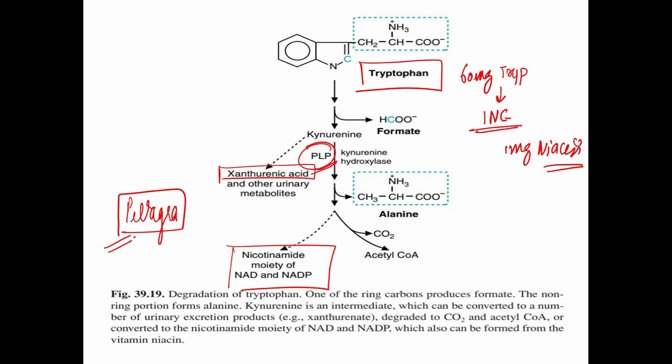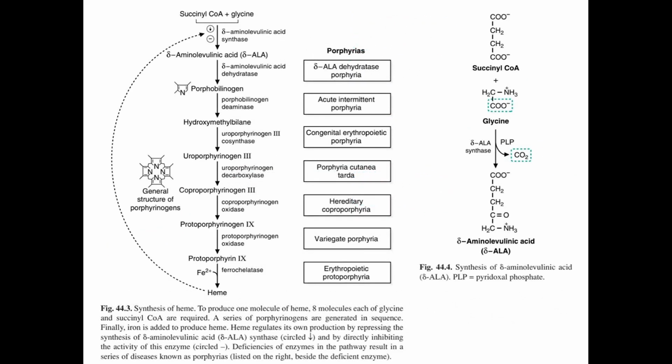Also note that xanthurenic acid is a byproduct in niacin synthesis, and a urinary xanthurenic acid assay aids in diagnosing pyridoxine deficiency. Next, we have heme synthesis. The very first step in the formation of heme is delta ALA synthesis, and this reaction requires pyridoxine in the form of PLP. If at all there is a deficiency, it will manifest as microcytic hypochromic anemia.